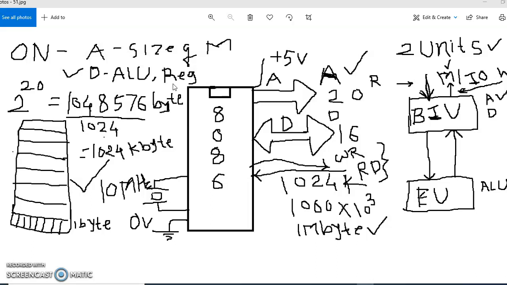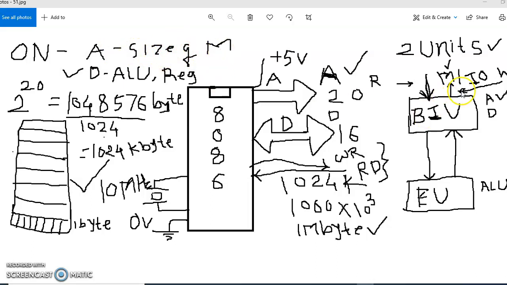So what is the size of the register? How many bits is a register? It depends upon the data bus. If the data bus is 16, the register will also be 16 bit, and the ALU size will also be 16 bit. The size of memory depends upon the address bus. So 2 raised to the number of address lines is the size of memory.